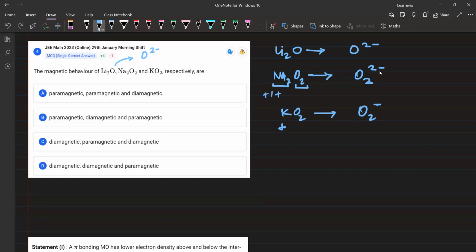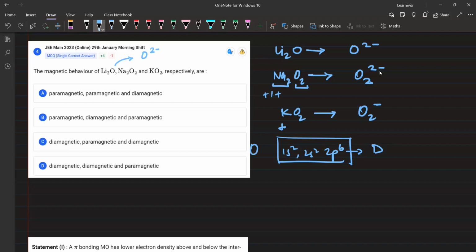O2 2 negative is what? O2 is having 16 electrons in total, so O2 2 negative will have 18 electrons. Making it 10 valence electrons in the diagram, as you can see, and it is diamagnetic. Make sense? Yes or no? Please tell me.